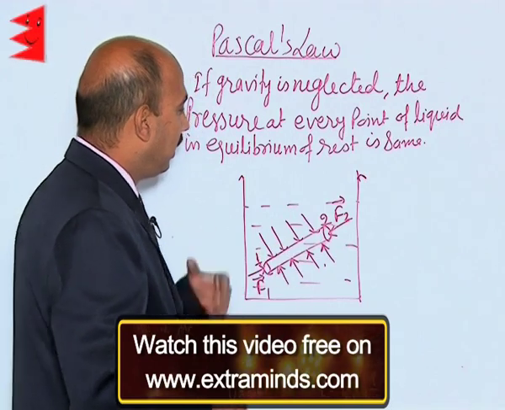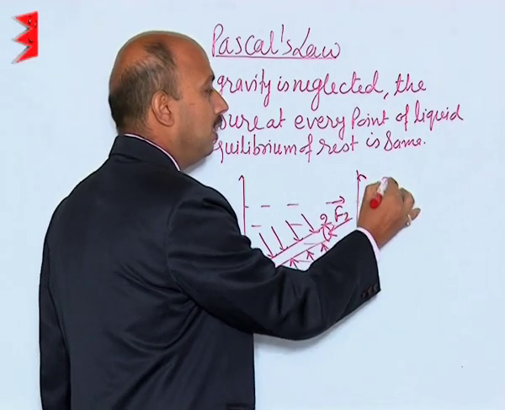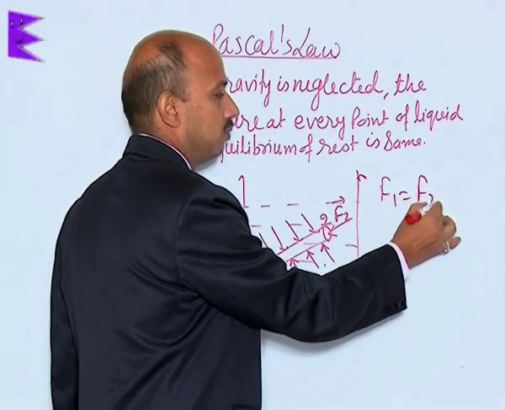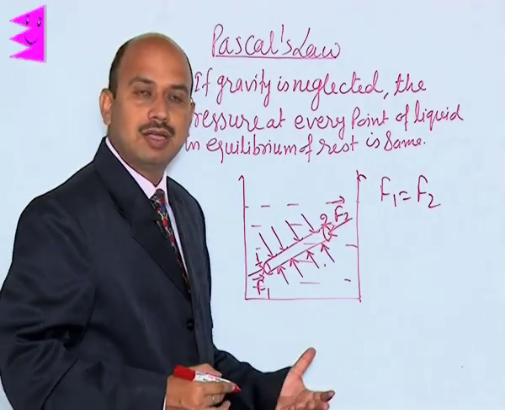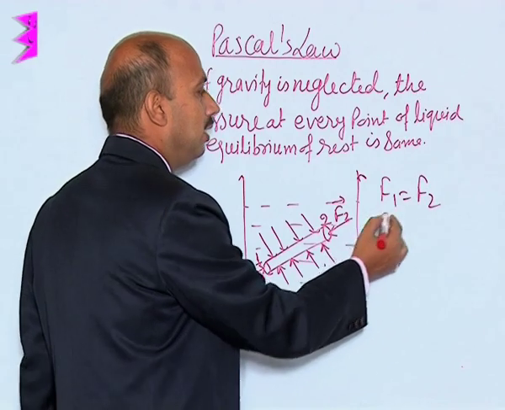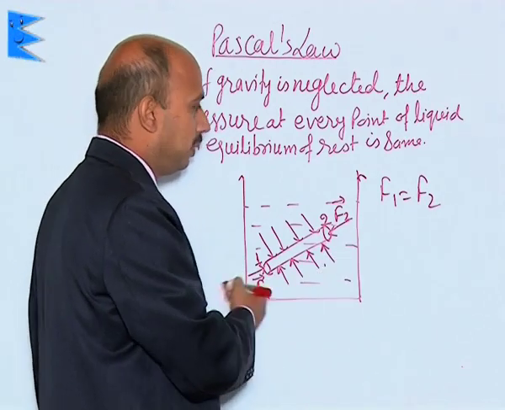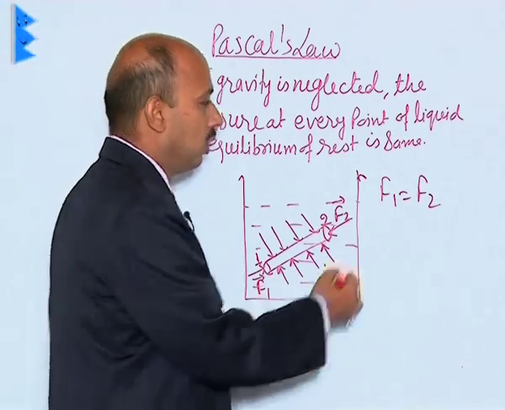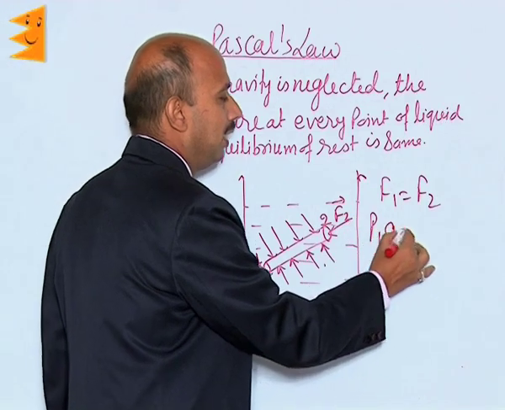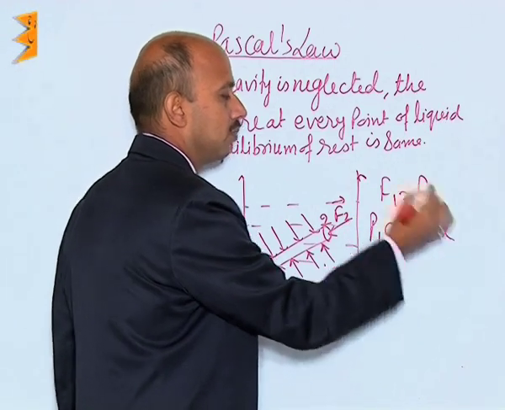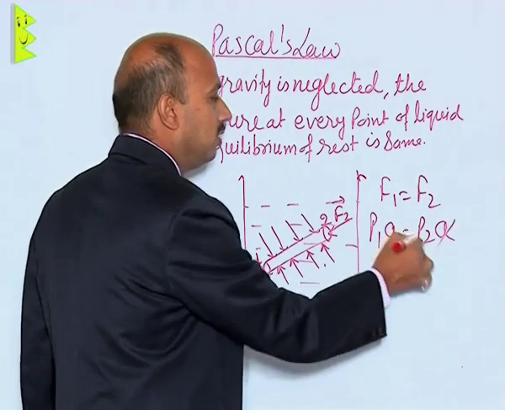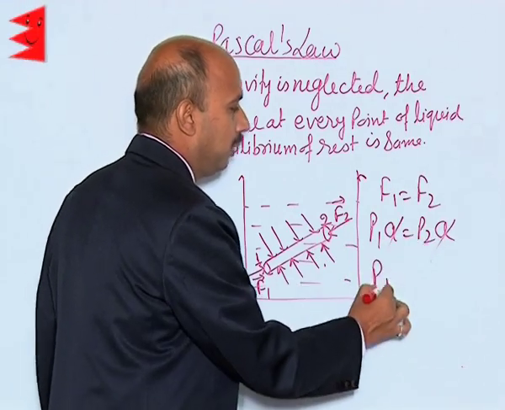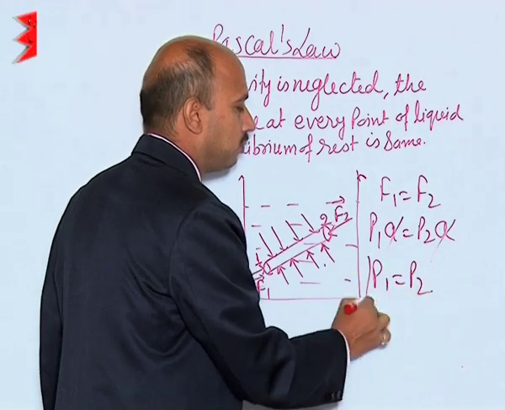So we can write here F1 is equal to F2, because the net force, or the vector sum of the forces acting on the cylinder, is 0. And here we can take the pressure at 1 as P1 and the pressure at 2 as P2. So we can write P1A is equal to P2A, where A is the area of cross section. Now this and this will get cancelled. So, P1 is equal to P2.